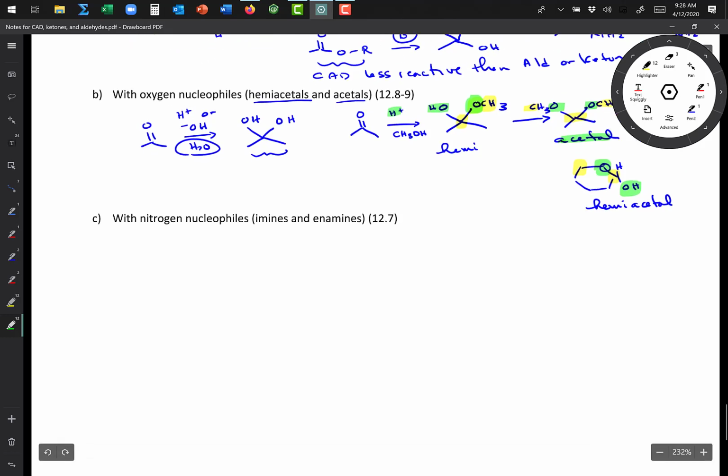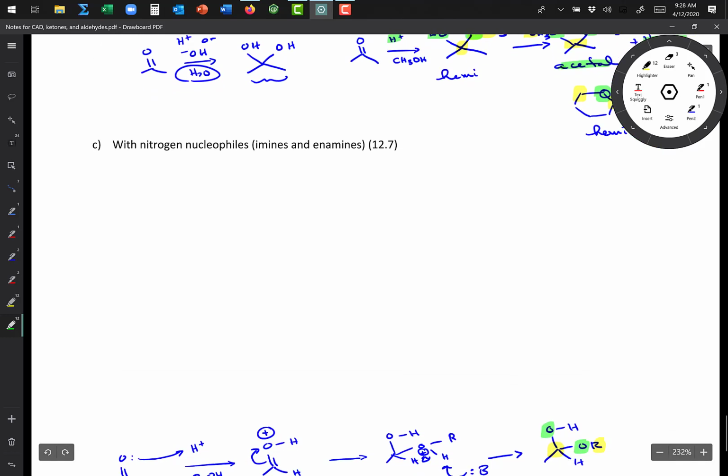Now, nitrogens can also act as nucleophiles, but an interesting thing happens when a nitrogen acts as a nucleophile. So if I have, let's say, this ketone or aldehyde. Again, aldehydes are more reactive than ketones, so I'll just put an aldehyde here. And you react this with ammonia, with H plus in trace amounts.